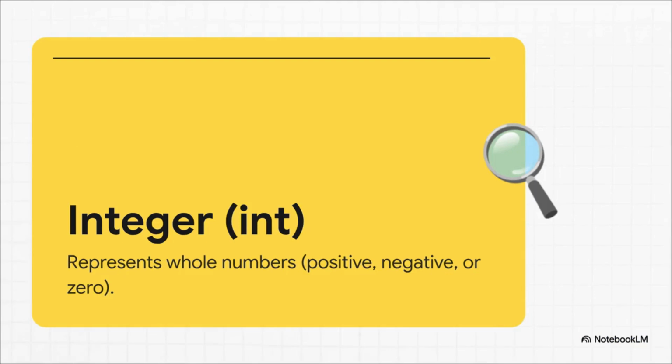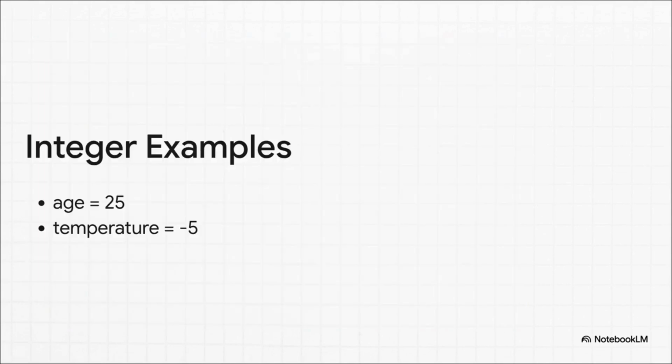First up is the integer, or int for short. This is your go-to for any whole number. We're talking no decimals, no fractions, just straight up counting numbers, whether they're positive, negative, or just plain old zero. For example, you might store someone's age, like 25, or maybe a chilly temperature, like -5. Both of these, perfect jobs for an integer.